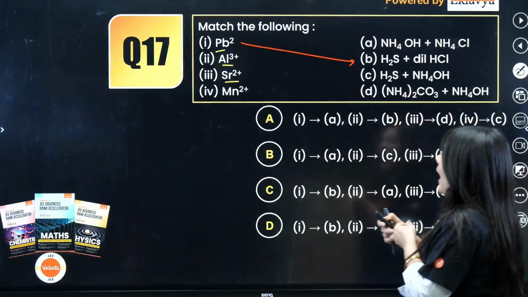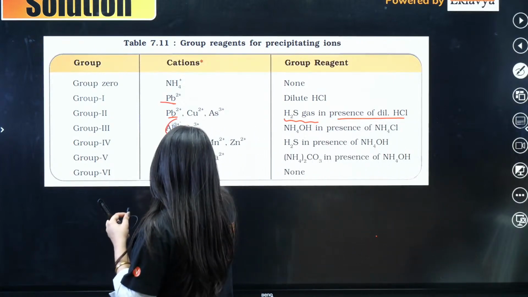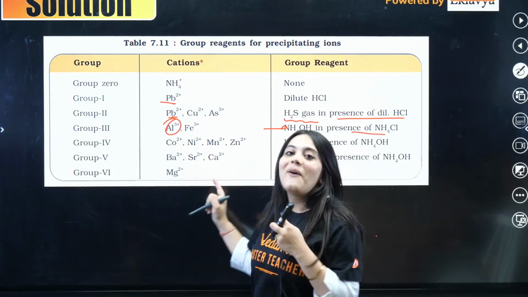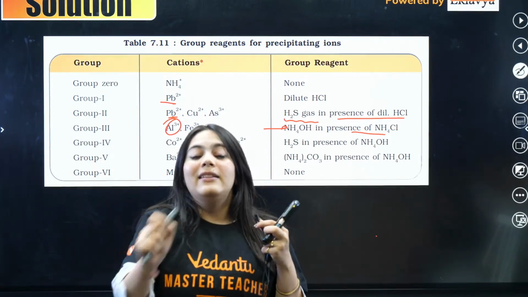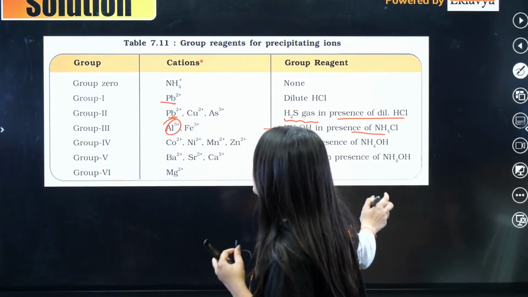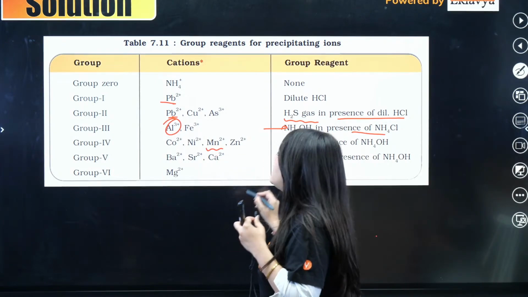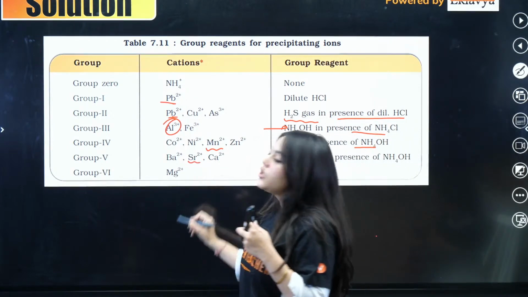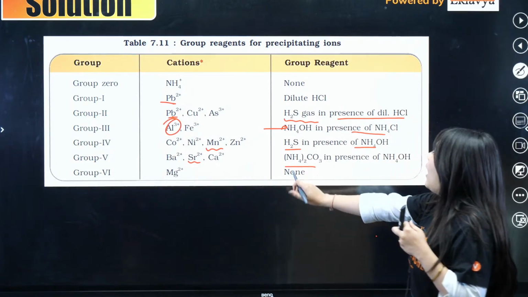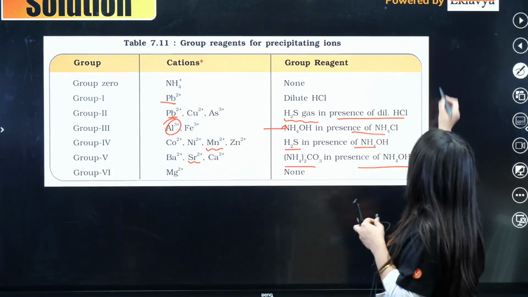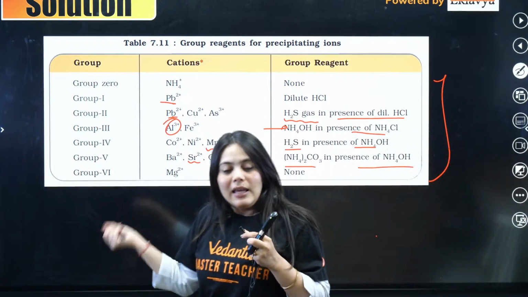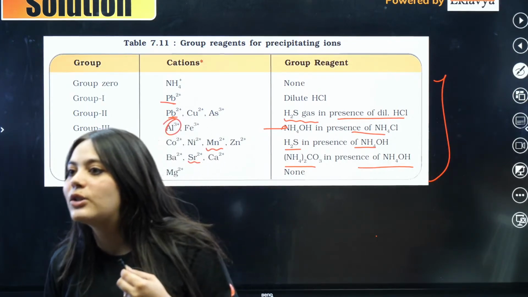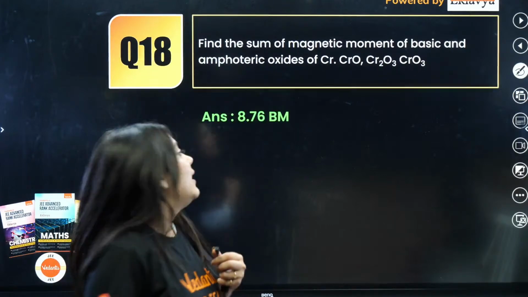Similarly for aluminium 3+, what is happening? You are using the reagent NH4OH in the presence of NH4Cl. Yesterday also this question was asked, in yesterday's shift also the same question was asked. Similarly, manganese gets precipitated out with H2S in presence of NH4OH. Your strontium 2+ gets precipitated out with ammonium carbonate in presence of NH4OH. All these options are given in just one table. Even if you went through this table right before your exam, you would be scoring +4 marks for this question. Let's move on to the next question.